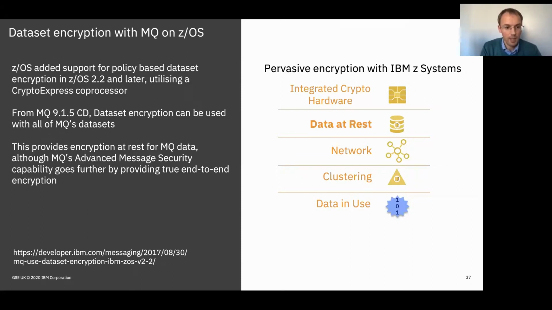However, AMS, which is MQ's Advanced Message Security capability, builds upon data at rest protection by providing end-to-end encryption for messages as they flow through the MQ network. This means that data can be encrypted by an application, and it is encrypted through its entire journey through MQ until it's finally processed at the other end by the target application. This means that AMS provides added protection over just data at rest, because MQ administrators can't access the data by browsing queues at any point.